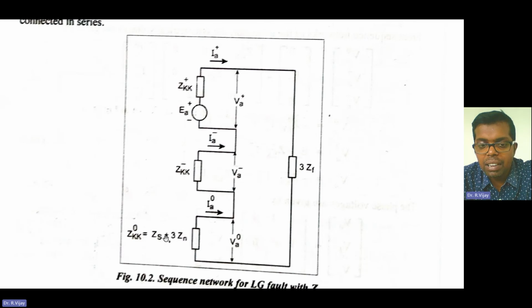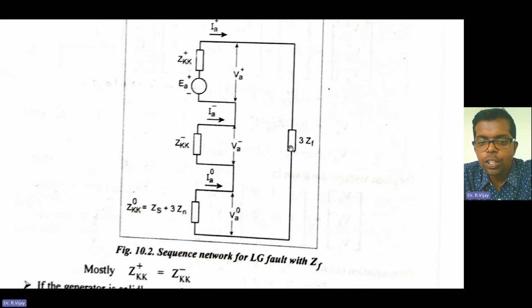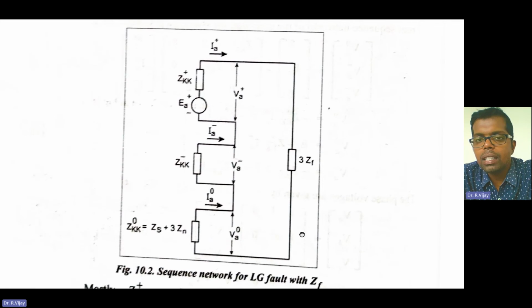We have seen this in our sequence impedance video. Just go back through that video and watch that particular part, where we already framed ZKK zero is equal to ZS plus 3 into Zn. That is the representation here. And here you see the fault impedance is 3 into Zn. This is the sequence network for the line to ground fault with the fault impedance.